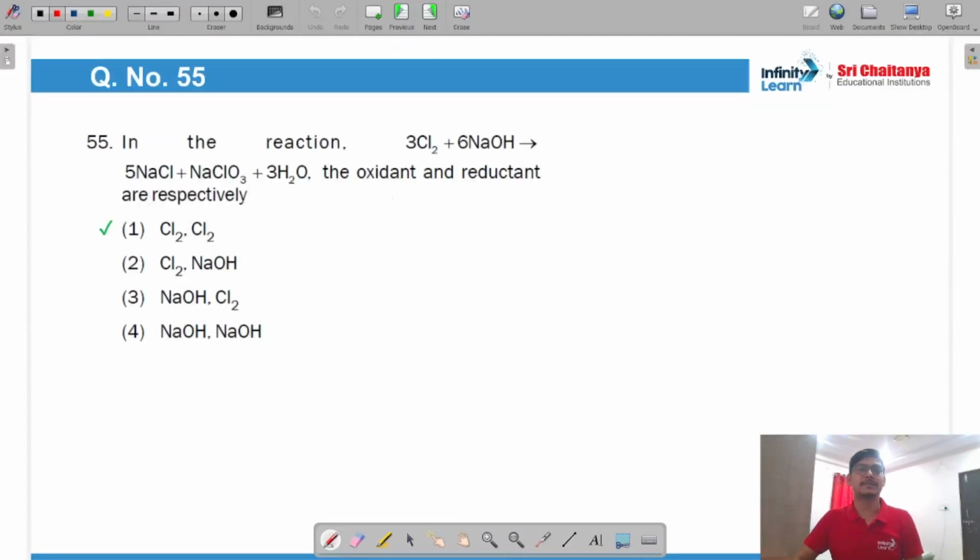In this reaction, the oxidant and reductant are both chlorine, because this reaction is an example of disproportionation of chlorine. And disproportionation refers to the oxidation and reduction of the same species, right?